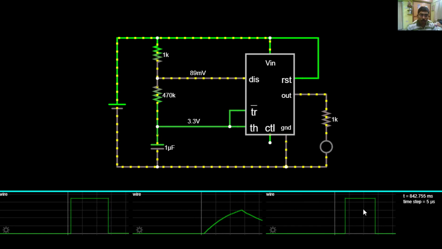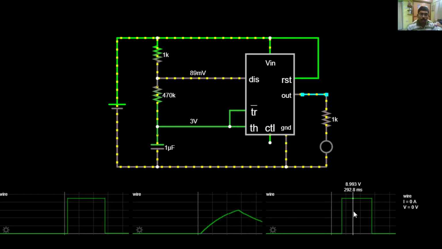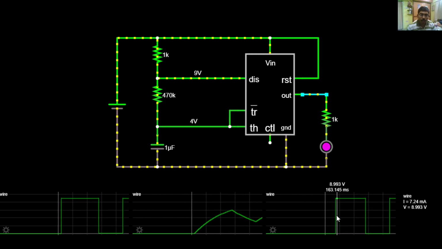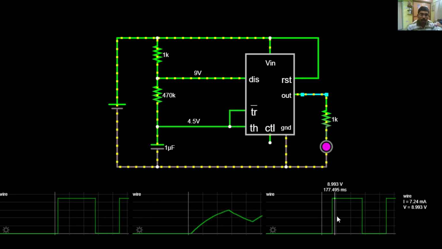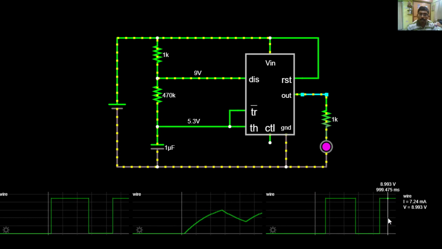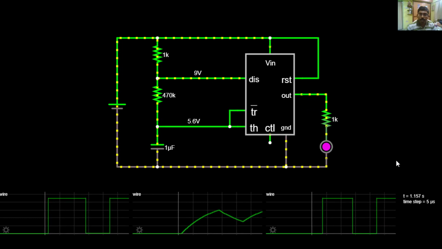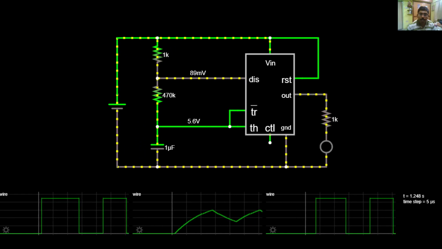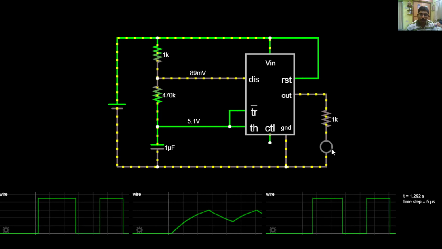This graph shows the output terminal of the 555 IC. You can see the clock signal, which is the square waveform, is generated from the third pin of the 555 IC. When the signal is high, the LED will glow, and when the signal is low, the LED will stop glowing.